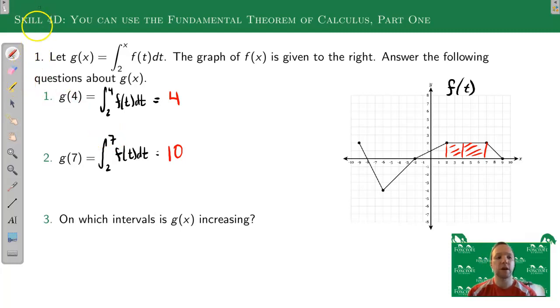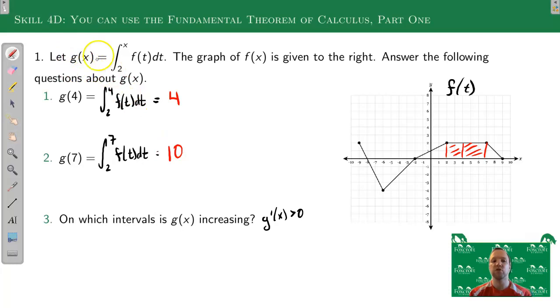Now the last question, a little bit harder, requires some knowledge from past units and knowledge about the fundamental theorem of calculus. When is g of x increasing? Well, in general, when we're talking about a function being increasing and we don't have that function given to us, like a graph of that function, the function is increasing when its derivative is positive. So we need to figure out when the derivative is positive.